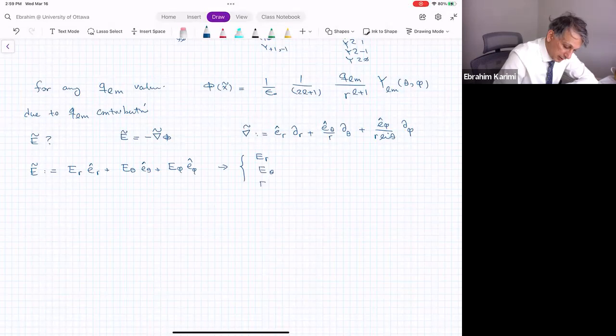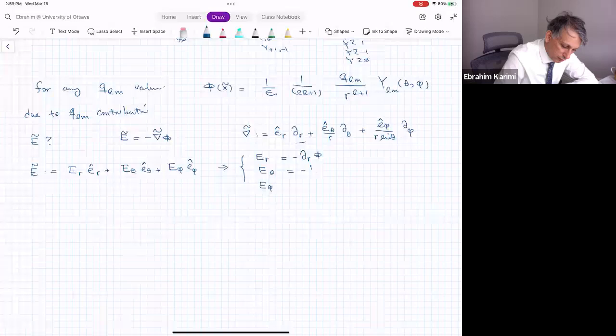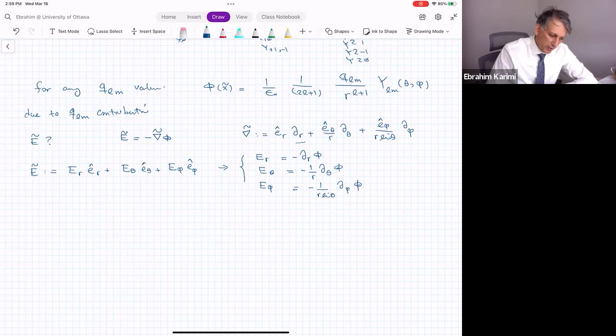So E_r essentially will be calculated based on the derivative only with respect to r, with the negative sign, of the potential that you had. And in the same fashion, E_theta can be calculated based on 1 divided by r, with the negative sign, derivative with respect to theta of phi. And then you can also calculate E_phi, which is 1 divided by r sine theta, derivative with respect to phi of the potential.